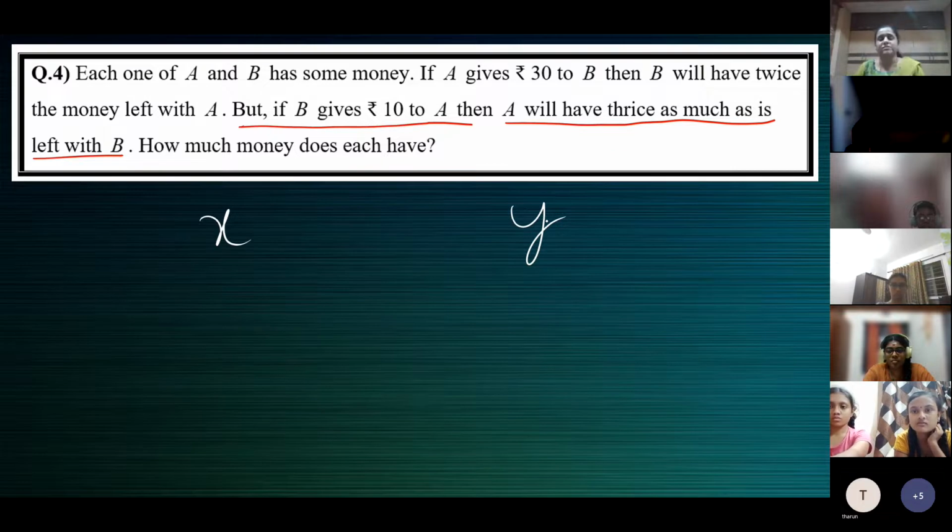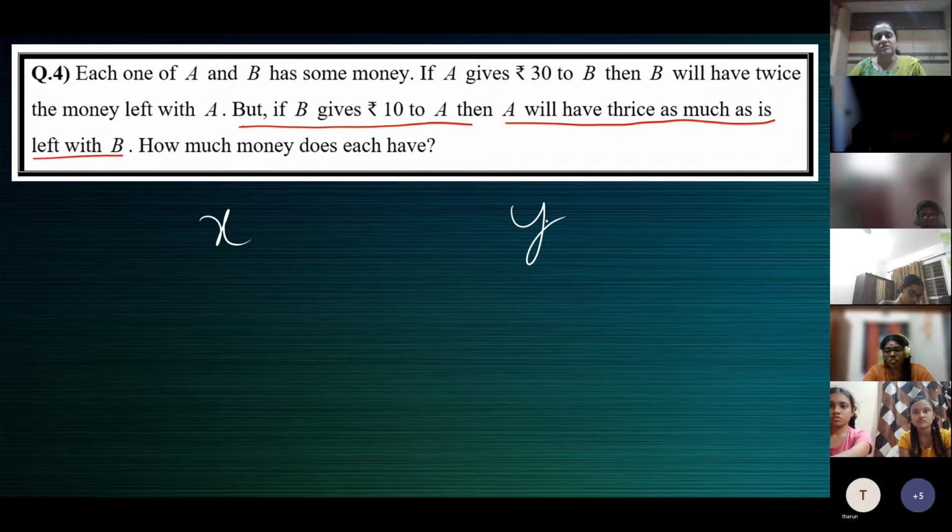Again, now A has X and B has Y. Start new. Second case, start new. Again, A has X and B has Y. Don't think A has already given 30 rupees to B, so A now has only X minus 30. No. That is one case. That's over. Now come back to their original money. A has X, B has Y.